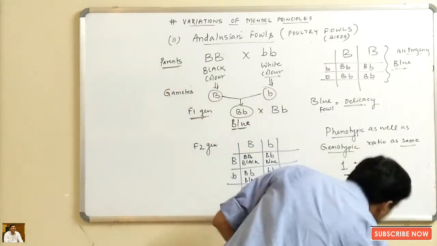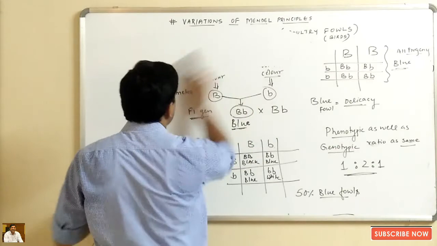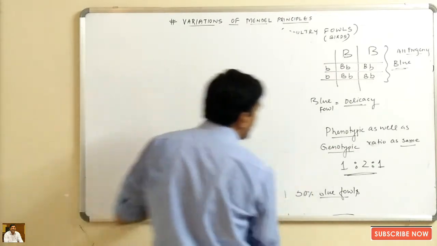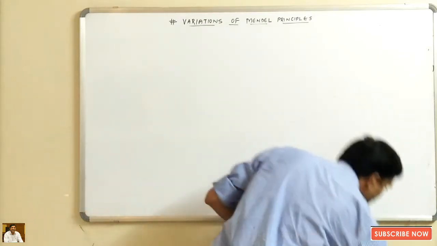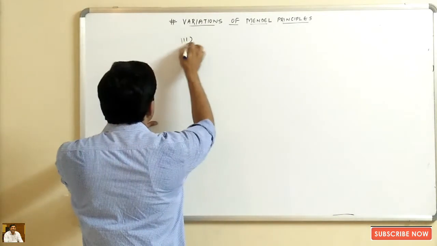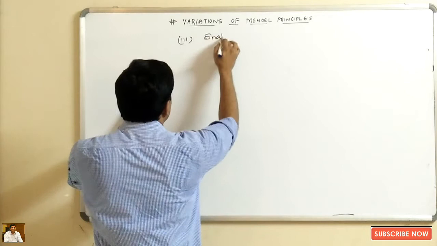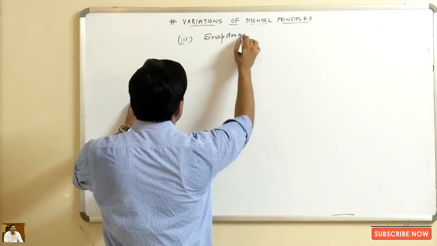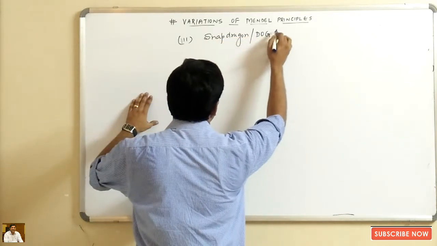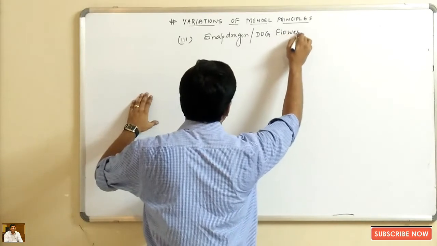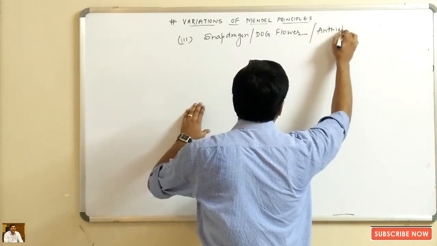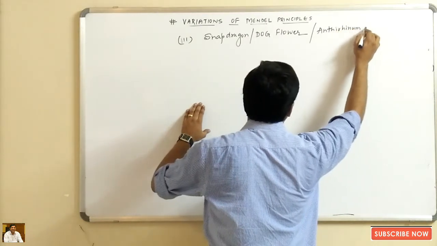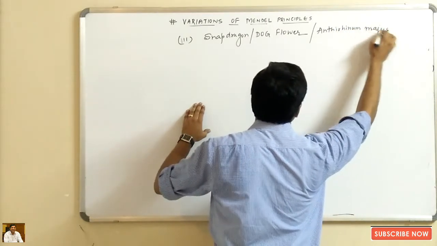Now, one more example is available to explain the phenomenon of incomplete dominance, and the third example is of the snapdragon, right? The snapdragon is also called dog flower, or in botany it is called Antirrhinum, Antirrhinum majus.